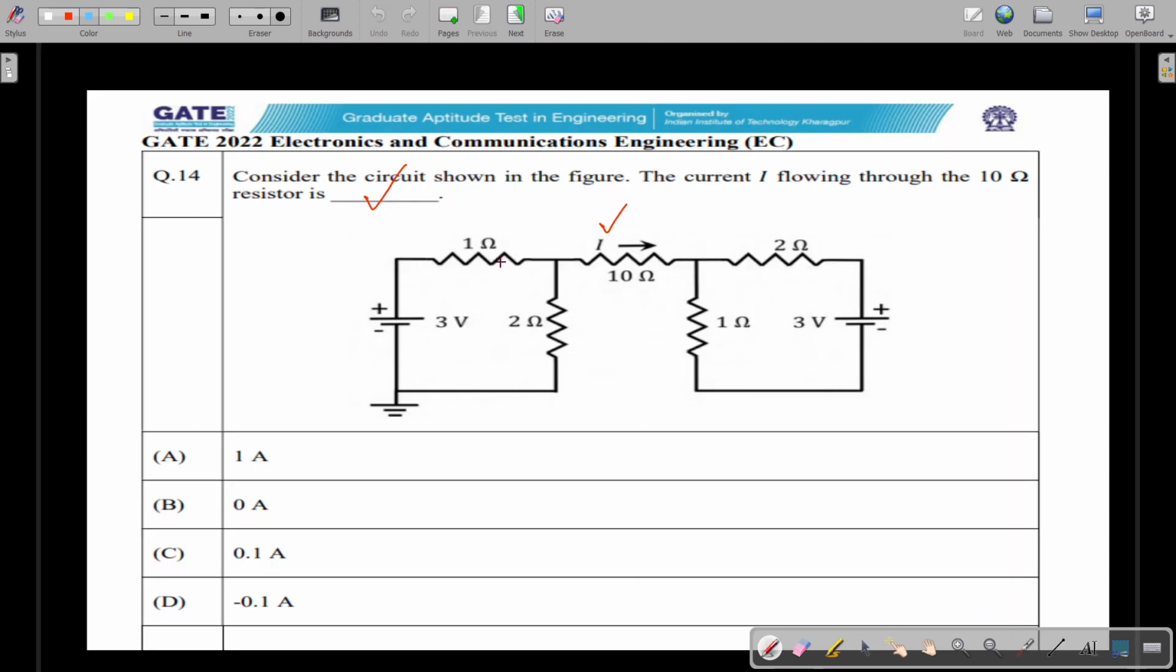So now if you look at this, what's the answer? So B is the answer, 0 amps.